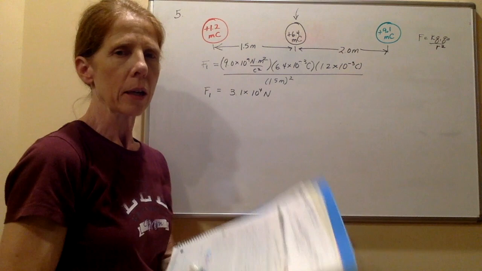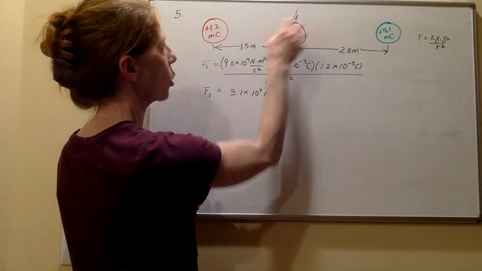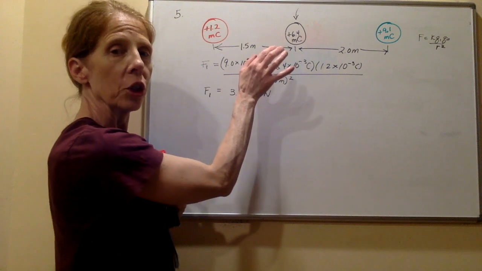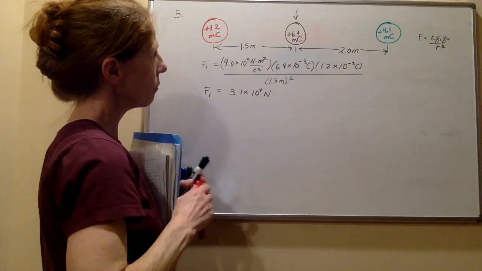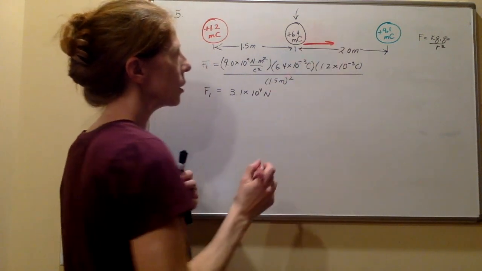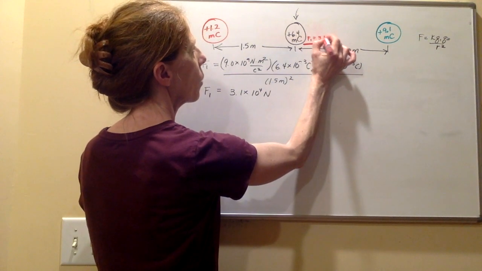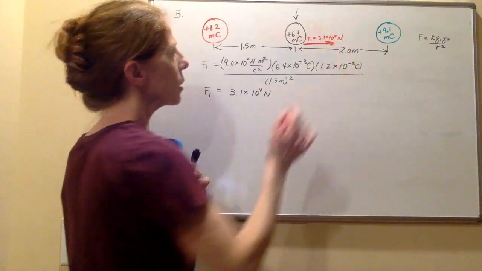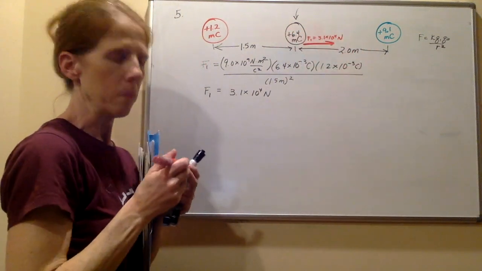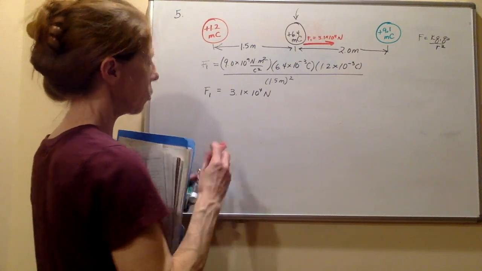Now here's the important part: you have to figure out what direction this force would be. If this positive charge acts on this positive charge, what direction would it move this charge? Hopefully it's clear that the force would be in this direction. So I'm going to write that up here: F1 equals 3.1 times 10 to the 4th newtons. Because both are positive, they repel, so this charge would be moved in that direction. All right, let's figure out our second force.